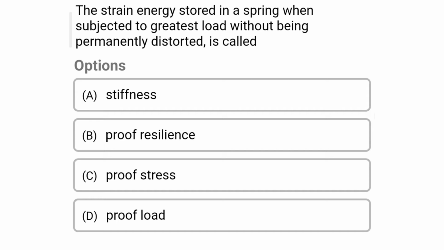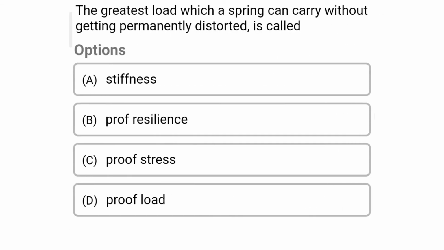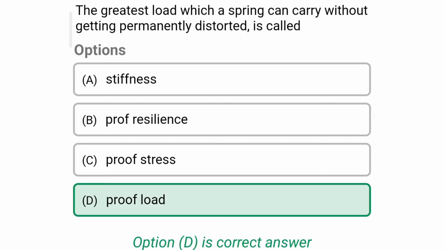So next question, the strain energy stored in the spring when subjected to greatest load without being permanently distorted is called option A stiffness, option B proof resilience, option C proof stress, option D proof load. So the correct answer is option B proof resilience. So next question, the greatest load which a spring can carry without getting permanently distorted is called option A stiffness, option B proof resilience, option C proof stress, option D proof load. So the correct answer is option D proof load.